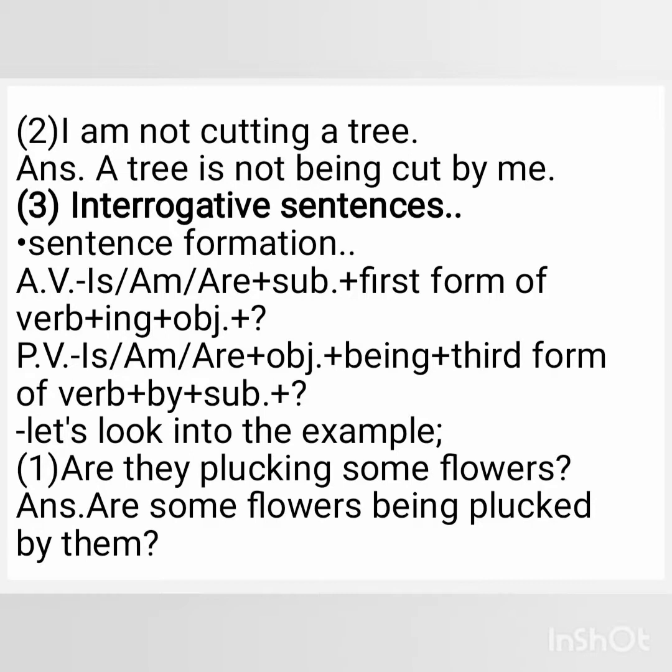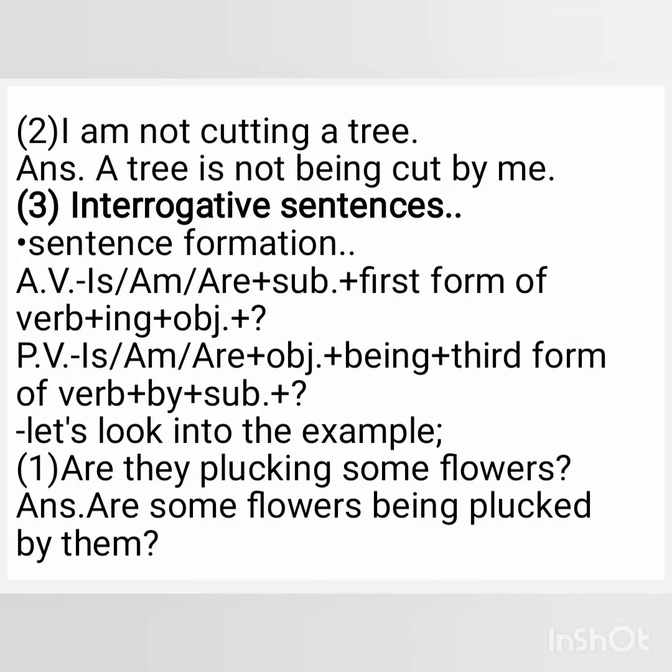Now let's see the interrogative sentences. Sentence formations. In the active voice, it will be is, am, are plus subject plus first form of verb plus ing plus object plus question mark. And in the passive voice, it will be is, am, are plus object plus being plus third form of verb plus by plus subject plus question mark.